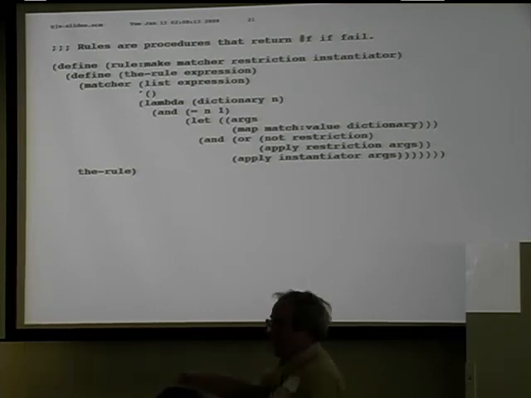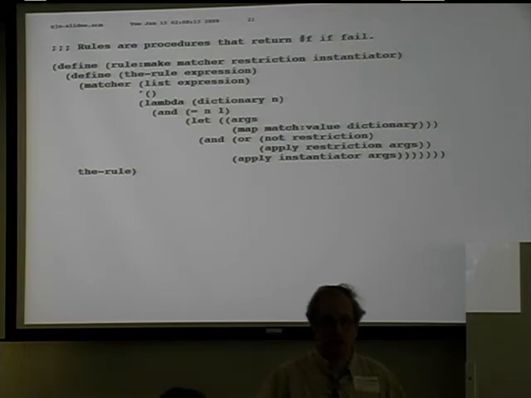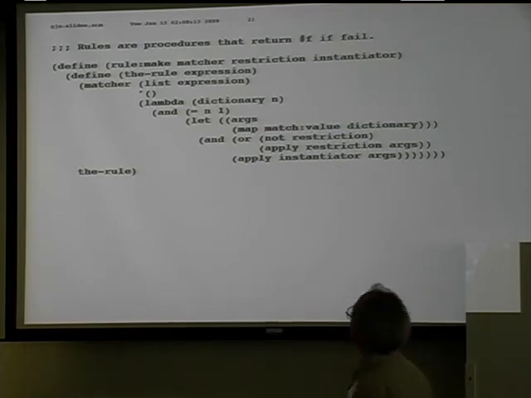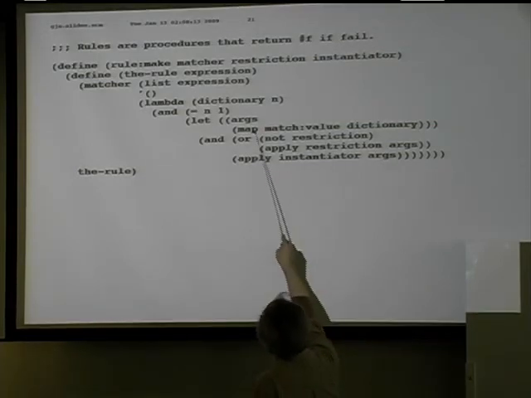So I'm pulling out all the variables in the dictionary, and they happen to come out in some order, a canonical order. Okay. I'm not going to explain how that happens.